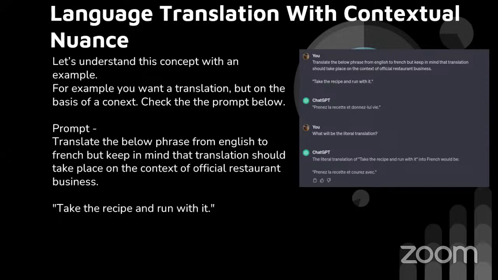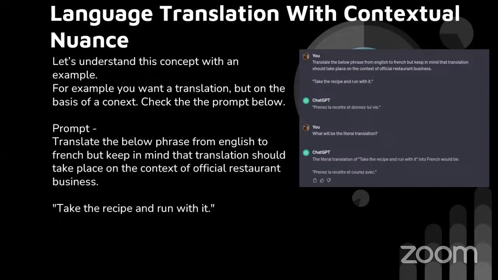So what will be the literal translation? Literal translation is something else. Literal translation literally means take the recipe and run away with it, right? So this is something that you can see. As opposed to literal translation, which could mean different things, you can give it in a context.